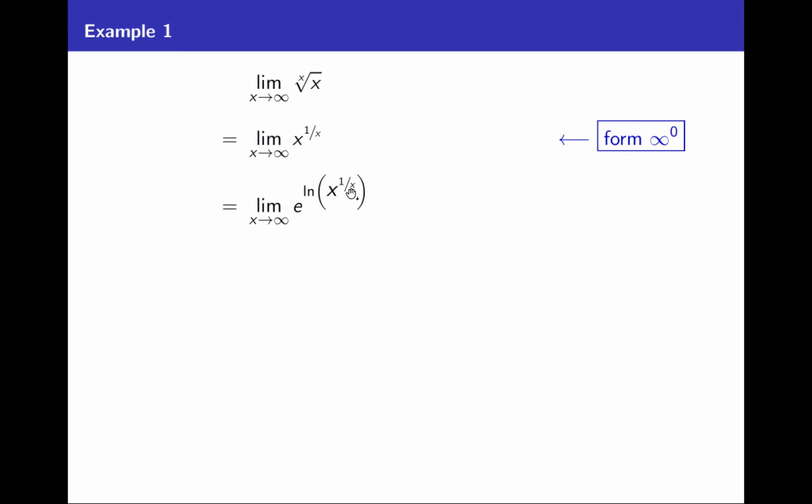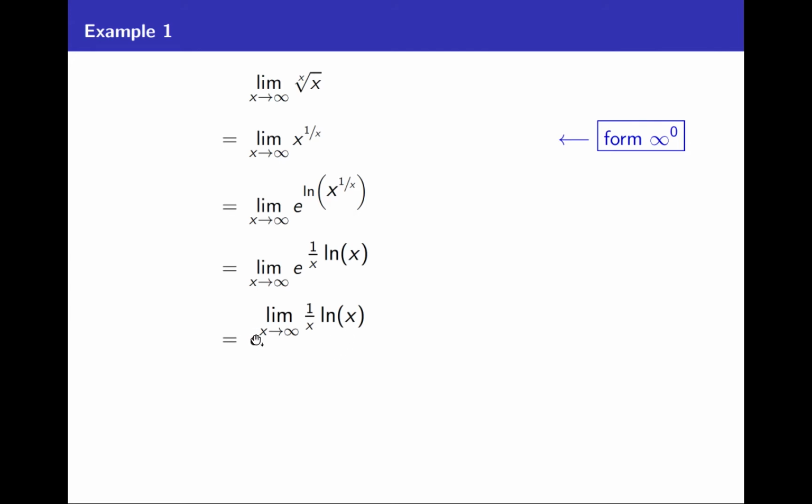Our next step is to bring this 1 over x down in front of the ln using an ln property. So we get the limit as x goes to infinity of e raised to the power of 1 over x times ln of x. And here, to make this simpler, let me bring this limit up into the exponent. Remember, e is a continuous function, so we can do that. We get e raised to the power of the limit as x goes to infinity of 1 over x times ln x.